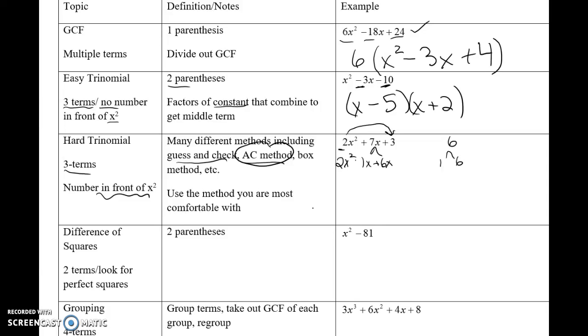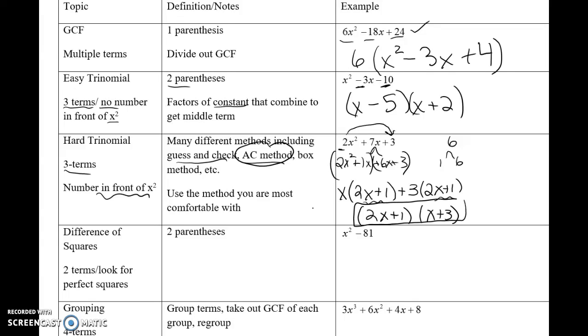Carry down the 2x squared and the 3. Now we have 4 terms. You want to group up the first 2 and the last 2. Looking at the first group, take out a GCF. The GCF here will be an x. We can take an x out, and if I do, I'm left with 2x plus 1. Looking at the second group, I could take a GCF out of 3, and that leaves me with 2x plus 1. I know I'm doing it correct because these two are the same, and you want them to be the same. You'll then have 2x plus 1 as one of your factors, and the GCFs will make up the other factor, x plus 3. And this will be our complete factored answer. Again, you could multiply it out to check that you did it correct.